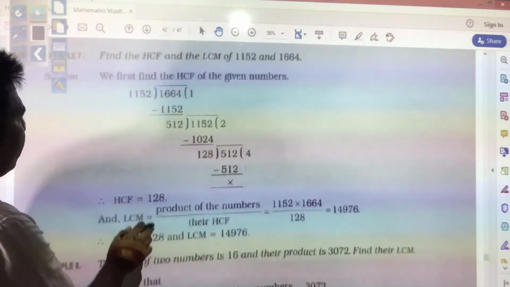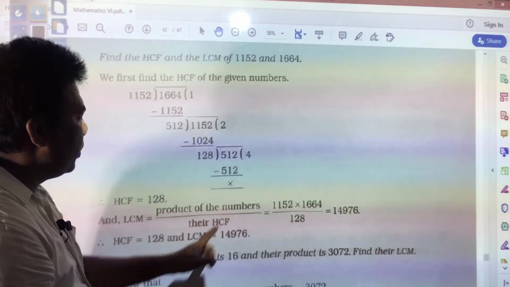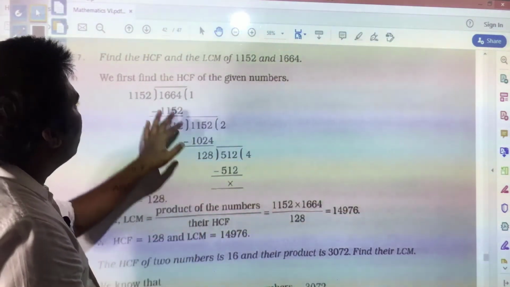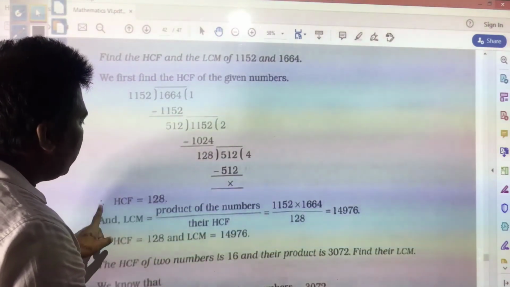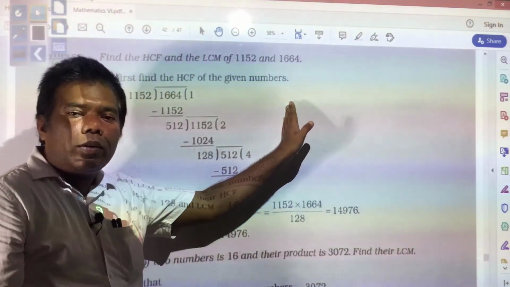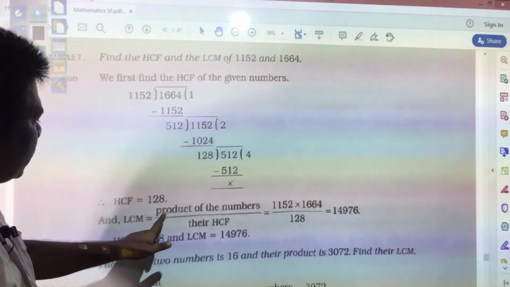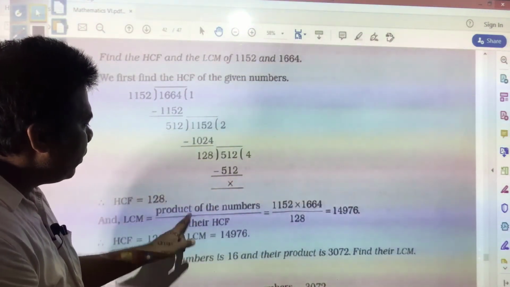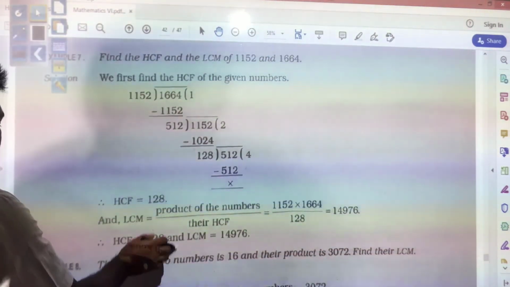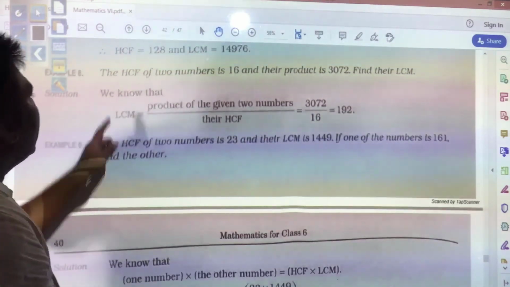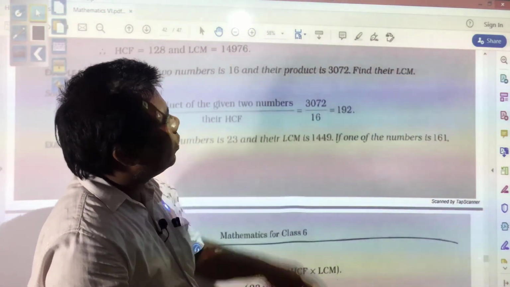But here it has been used that LCM is equal to product of the numbers divided by their HCF. So, first only HCF has been found out, LCM has not been found out. And by using this formula, LCM is equal to product of the numbers by their HCF, LCM has been found out. Next you see, the HCF of two numbers is 16 and the product is 3072, find the LCM.